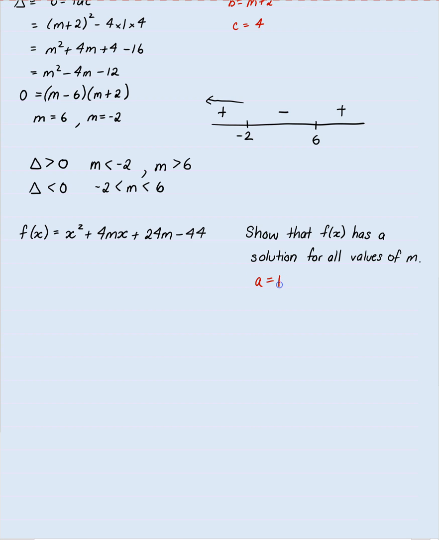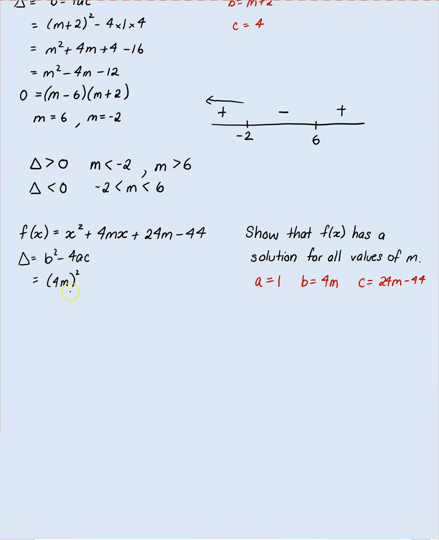In this case, look at our a. Our a is 1, our b is the coefficient of x, which is 4m, and this time our c is a little bit longer, so 24m take 44. We work out our discriminant, b squared minus 4ac, which becomes (4m) squared. Please note the use of the brackets.